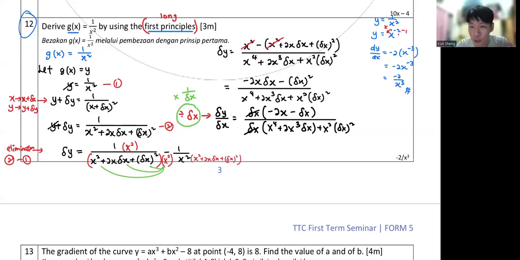Okay, the last step, which is to go for the limit. We go for the limit now. So limit delta x becomes 0, which means you have to sub in, no? The 0 here has to sub into delta x.